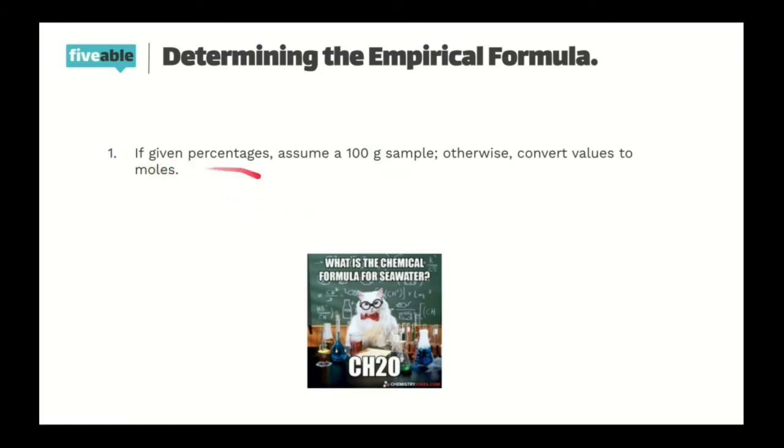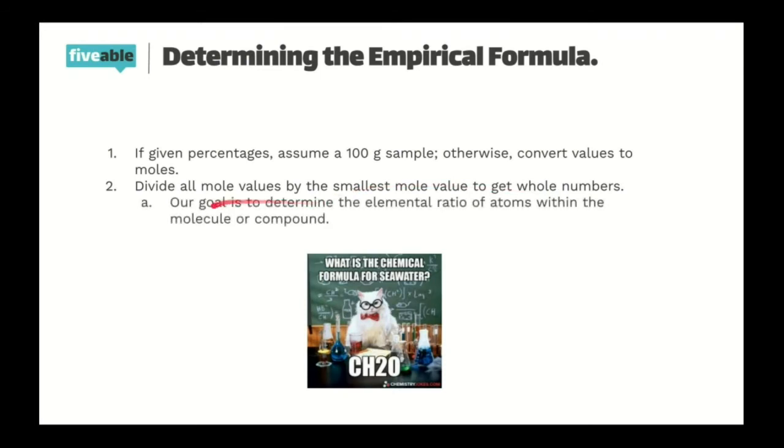So the first step for determining the empirical formula is to convert any possible percentages to grams. If you're given percent compositions, you're going to assume a 100-gram sample. So if you know that your substance is 72% carbon, then 72 grams of that substance is carbon. Once you do that, you're going to divide all the mole values by the smallest mole value to get whole numbers. And then our goal is to determine the elemental ratio of atoms within that molecule or compound.